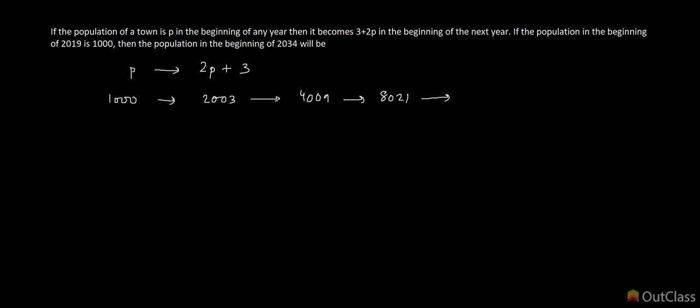But it's not easy to do this 15 times. That would be a brute force solution. You don't have time for that. You need to find a pattern. And that pattern is pretty simple. This 1000 is actually 3 less than 1003.